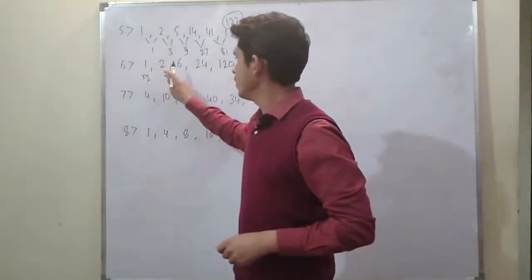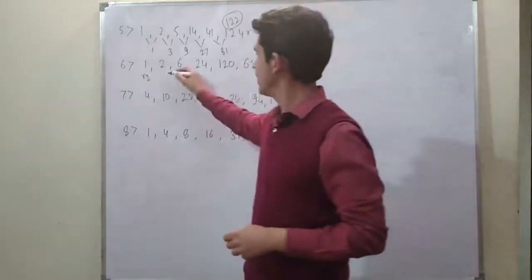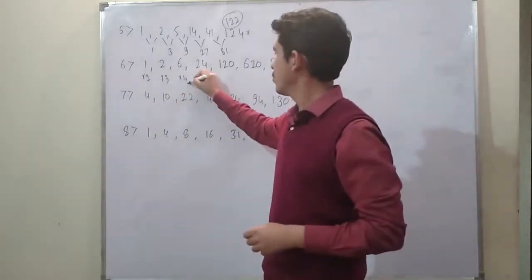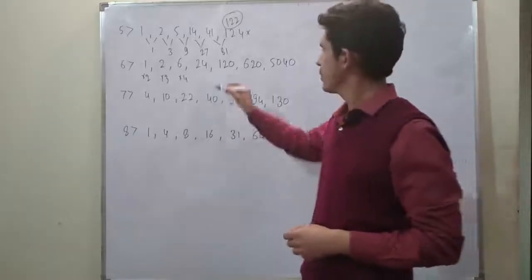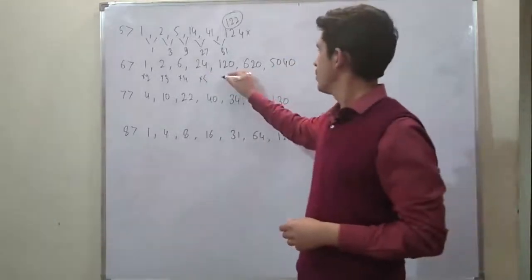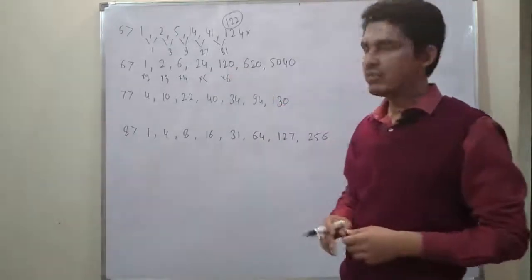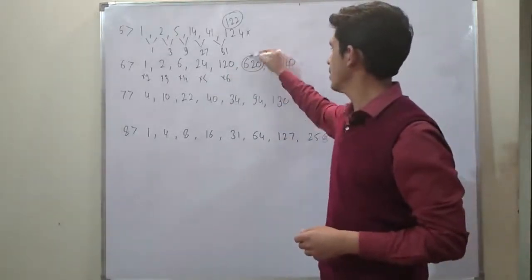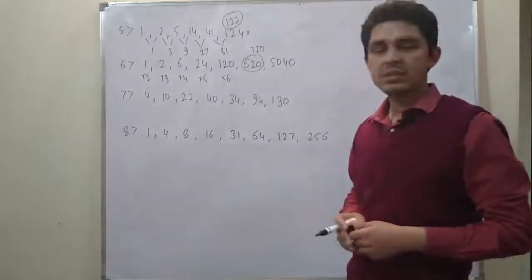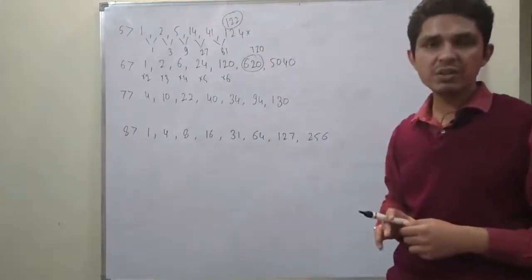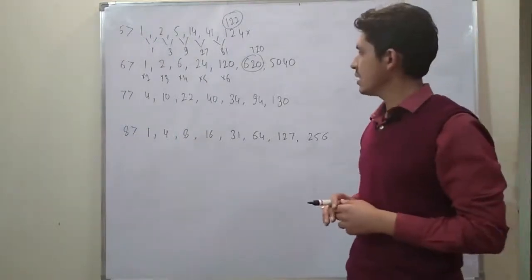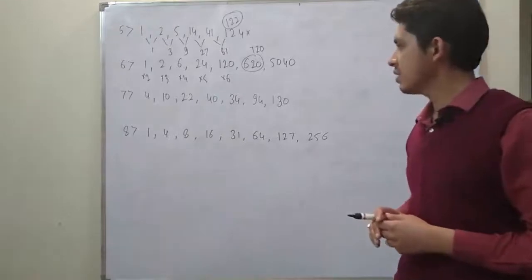1 multiplied by 2, we will get 2. Multiplied by 3, we will get 6. Multiplied by 4, we will get 24. Multiplied by 5, we will get 120. Multiplied by 6, we will get 720. So here the wrong number is 620. There should be 720 in the place of 620. Right? Okay, coming to the next question, question number 7.